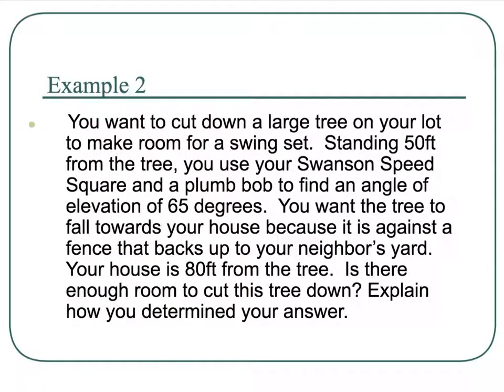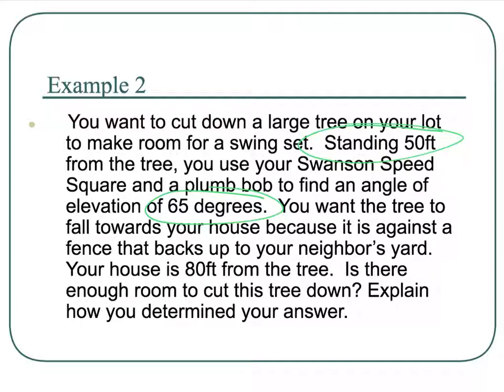All right. So you want to cut down a large tree on your lot to make room for a swing set. Standing 50 feet from the tree, you use your Swanson speed square and a plumb bob, or you could use your phone, which has a wonderful level with degree measures and everything. You find the angle of elevation of 65 degrees. So really, that's what we're looking at, the 65 degrees right there. You're standing 50 feet from it.